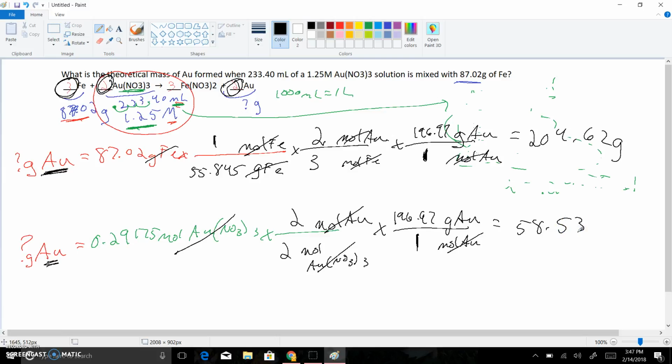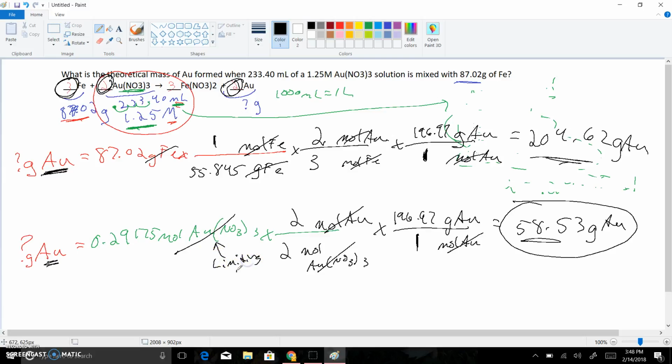All right. I've got 2 numbers, this number and this number. They're both grams of Au. Now, I'm not going to make 204 grams of Au because I can only make 58.53 grams of Au. That's my smaller number. This is how much I can make. After I make that, I'm going to run out of this stuff. This is why this is called my limiting reactant. So I make 58.53. I hope that helped.